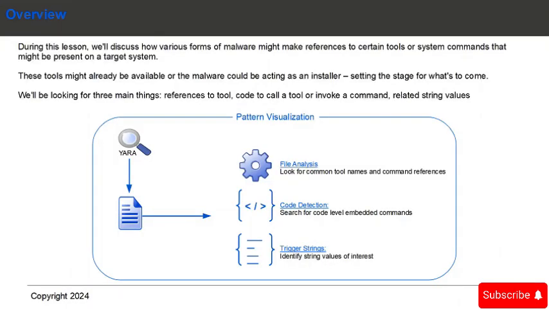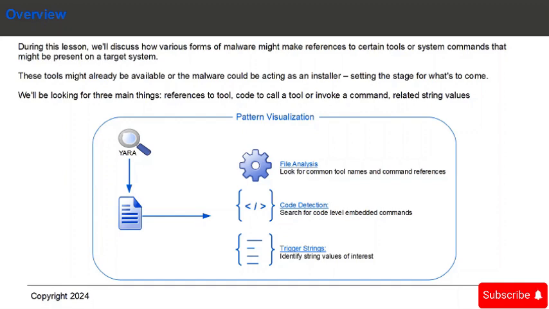So far in this course, we really haven't referenced too many of the common hacking and exploitation tools that you're probably familiar with. We haven't talked about Metasploit, we haven't talked about Nmap, and so forth. That's going to change with this lesson. During this lesson, we're going to talk about how various forms of malware might make references to these types of tools or system commands that will be present on a target system.